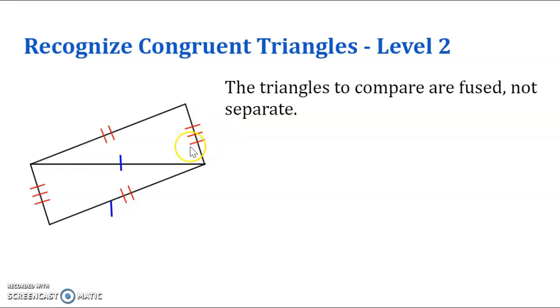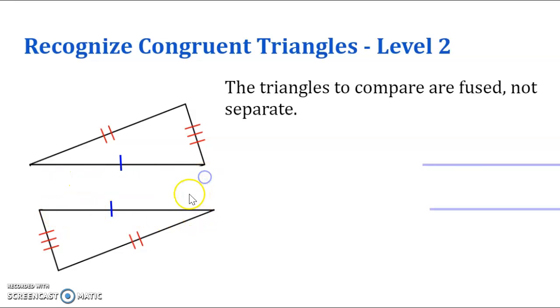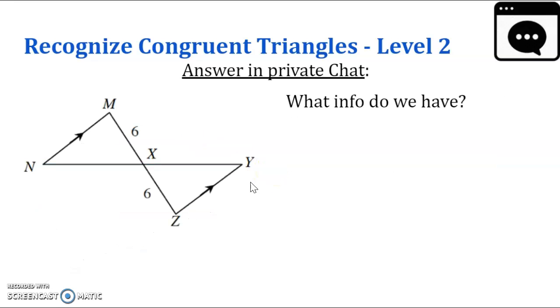Okay, are we given anything else? Well, there's a third side, isn't there? So this is a shared side. Right now they're fused together, but we can separate this. They used to be shared, and that means by definition they have to be congruent. So this triangle is congruent by SSS. We have first side, second side, third side. So by SSS.